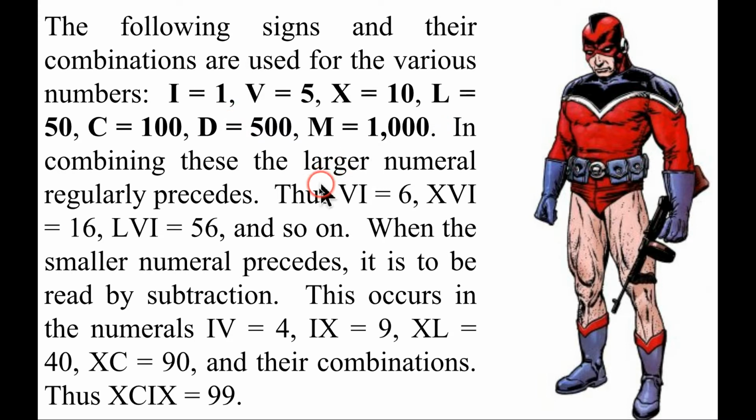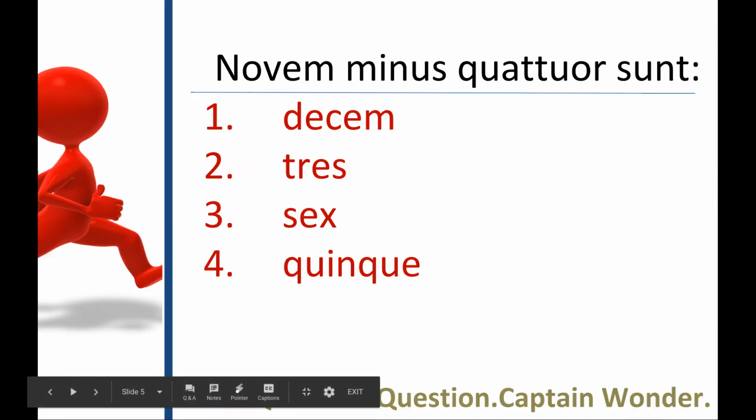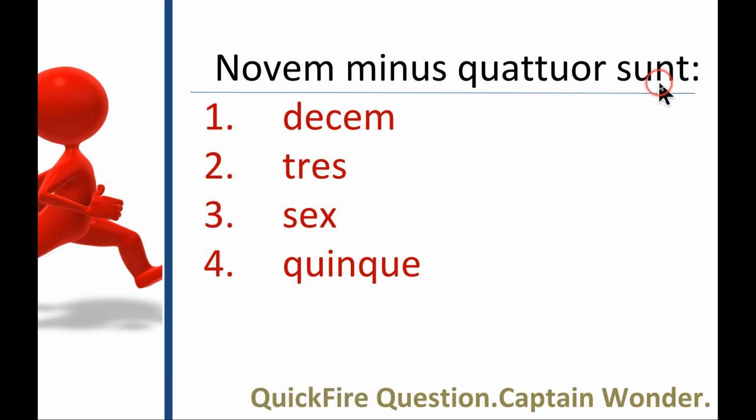Combining, the larger regularly precedes it. So V and I is 6. XVI, 16. When the smaller number comes before, it's subtraction. So IV is 4, IX is 9. So, 9 minus 4, how many? 9 minus 4, 5.